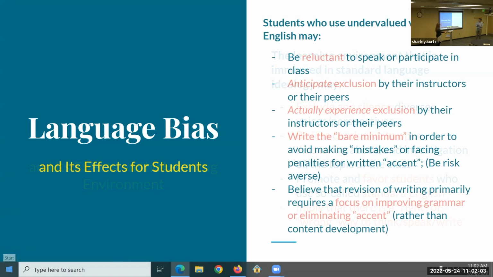Can you go to the next one? So students might be reluctant to speak. They might anticipate exclusion. They might actually experience exclusion. And I think this is the interesting point: they might write the bare minimum. They might fear mistakes. So one thing that we need students to do in general is not to be risk averse, to take some chances and to be challenged and to challenge themselves. But if they're risk averse with their language, it's going to have major impacts on what they make out of the class.